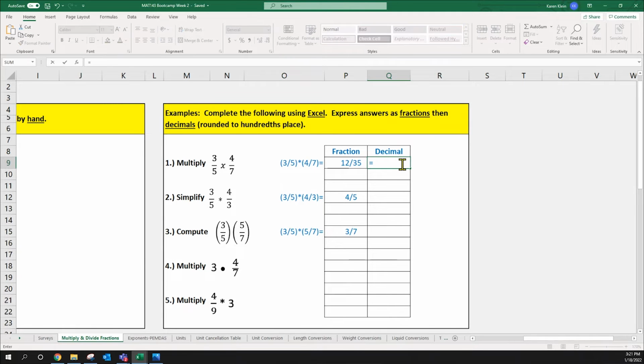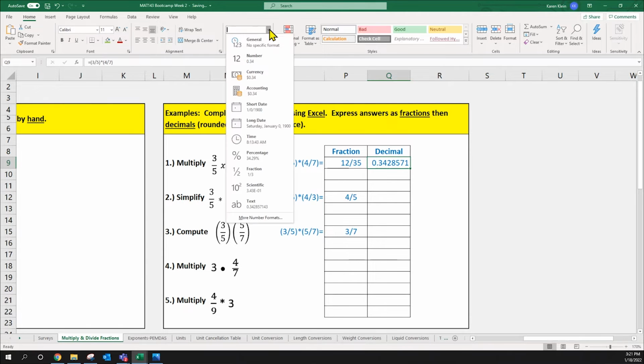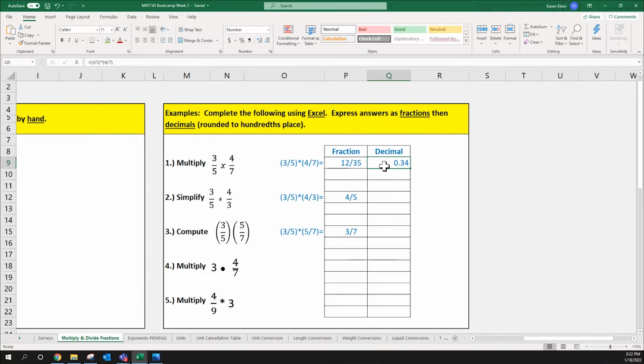So this is going to be equal to, we can do the same calculation. So this would be 3/5 times 4/7. And you'll notice that by default, it gives me a decimal. So when you have the format as general, it's going to give you that decimal. Now, if you want it just to stay number, you can click on number.